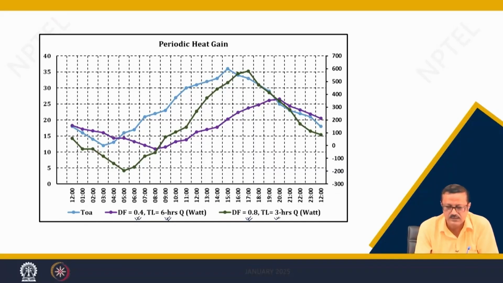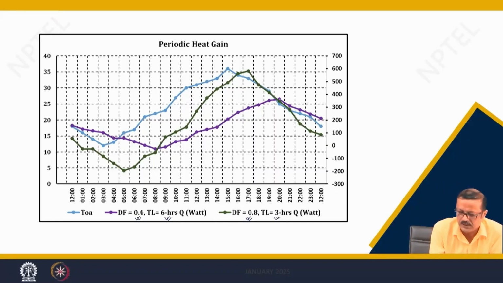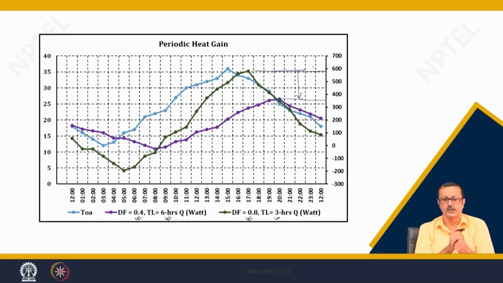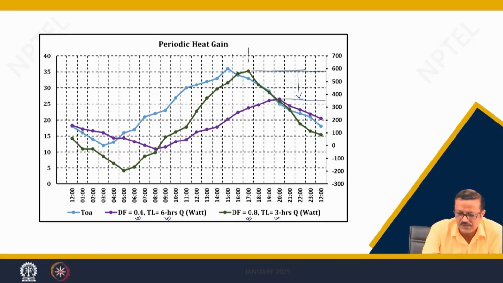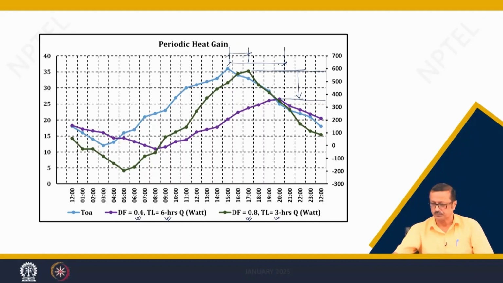So, if you use that, see the purple color has much more damping, the same wall, same U value, same A. So, there is much more damping. The highest one is almost like 350 or something, here it is 600. The time lag is also small, because it is 3 hours, and this is high. So, like that we can compute.